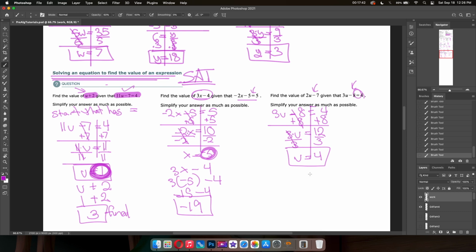That's part 1, but we're not actually done yet, because now you have that 2u minus 7. Only it's not 2u, because we just figured out what u equals. U equals 4, so we're going to plug that in. Distribute. 2 times 4 is 8. What is 8 minus 4? 4. And that's your final answer.